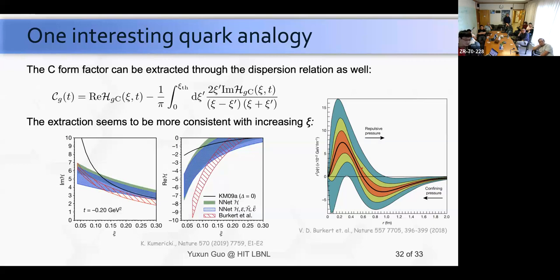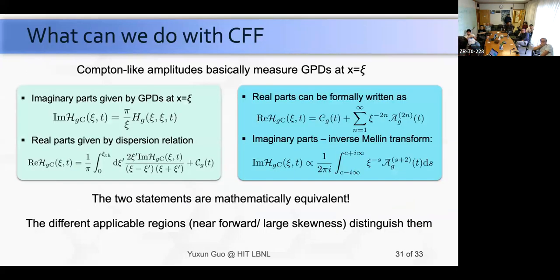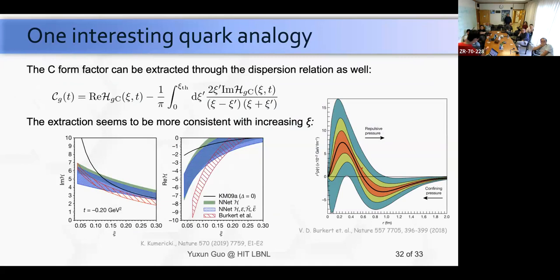There is actually a very interesting analogy in the quark case. They extract the C form factor, the same C coefficient we defined, but for the quark, and instead of doing it our way, they use the dispersion relation. That is, they measure the real part and the imaginary part, and there is a relation from which you can extract the C form factor. My previous slide actually shows that these two frameworks are kind of equivalent. Here you can see the so-called pressure plot of a quark in the nucleon based on the C form factor they extract. However, the question is how reliable this is, and what the systematics are in this extraction.